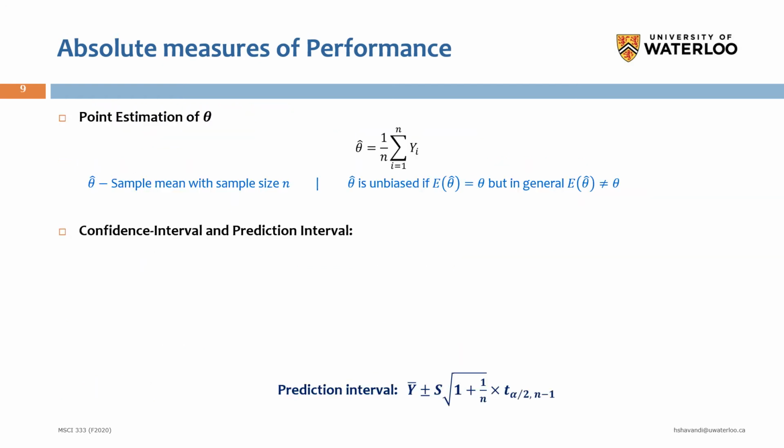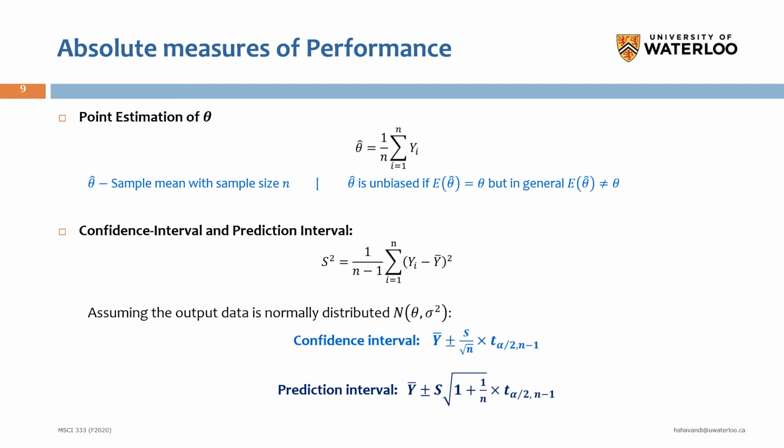So for our performance measure theta, the point estimate theta hat can be obtained by this. We know this, it's just an ordinary mean, okay? Theta hat will be unbiased if the expected value of theta hat equals theta. In this case, we will call that estimator an unbiased estimator. But in general, we know that they are not equal, okay?